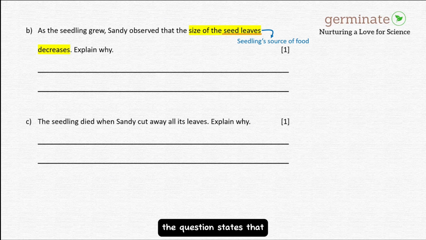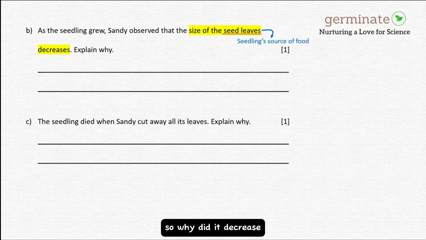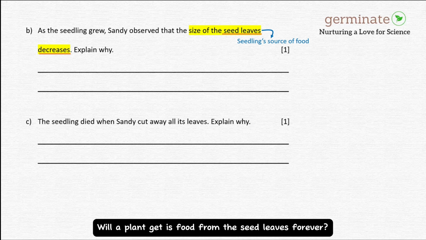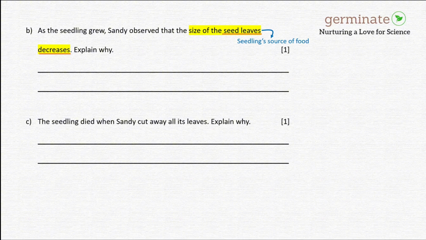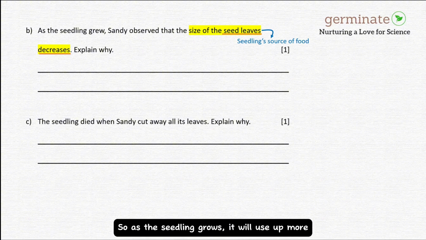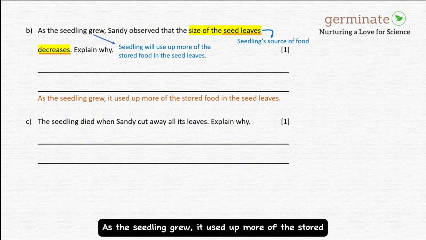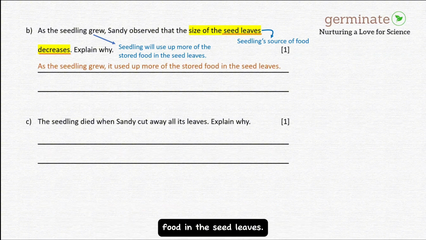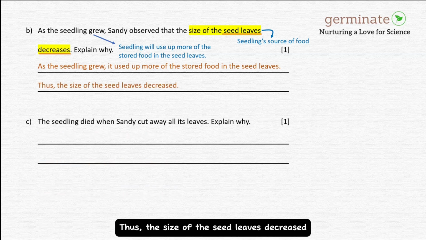The question states that Sandy observed that the size of the seed leaves decreases. So why did it decrease? Will the plant get its food from the seed leaves forever? No, it will be used up eventually. So as the seedling grows, it will use up more of the stored food in the seed leaves. So let's phrase our answer together. As the seedling grew, it used up more of the stored food in the seed leaves. Thus, the size of the seed leaves decreased.